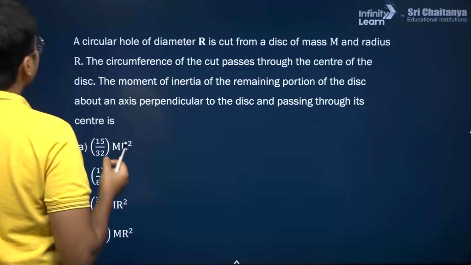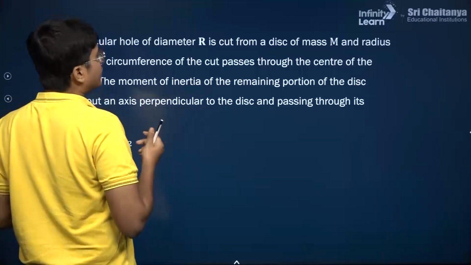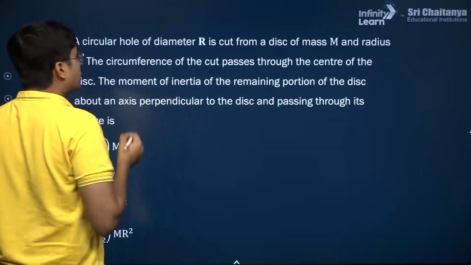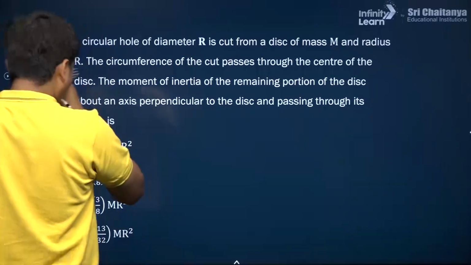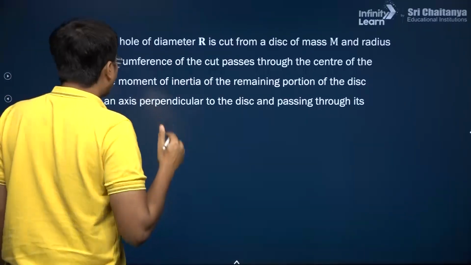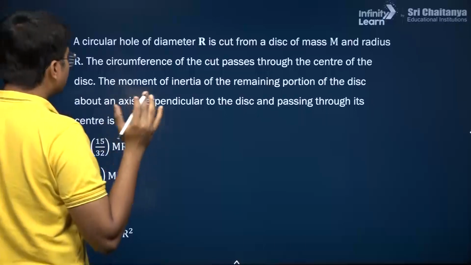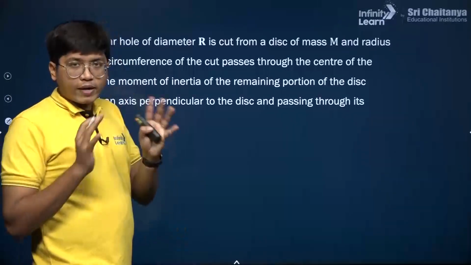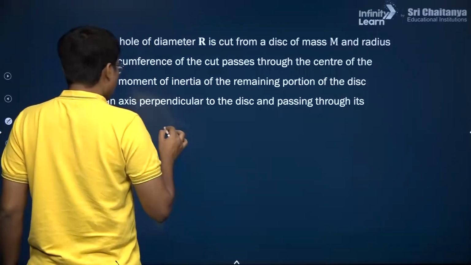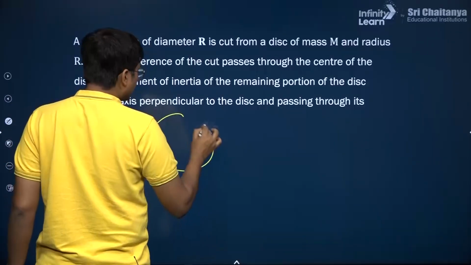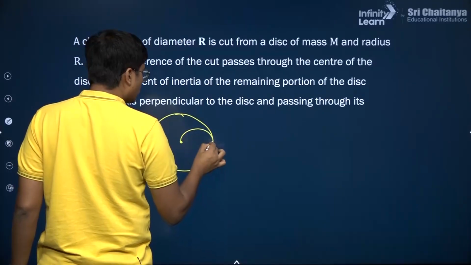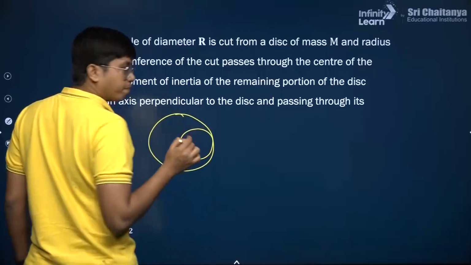Next one says a circular hole of diameter R is cut from a disc of mass M, radius capital R. Circumference of the cut passes through the center of the disc. The moment of inertia of the remaining portion of the disc about an axis perpendicular to the disc and passing through the center is. So there's quite a few steps to this. Stay with me throughout. Over here, originally we have the original disc, this is the central point. It is said that I'm cutting out this piece over here.